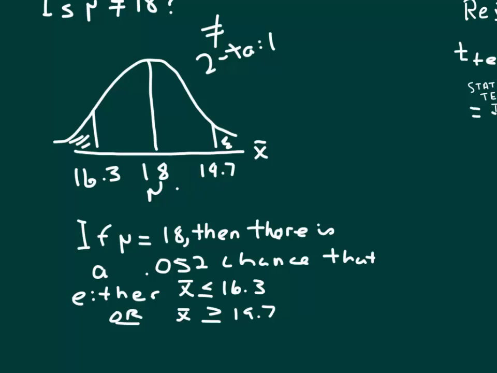If the null hypothesis is true, mu equal to 18, then there's a p-value chance that we get either this, less than or equal to 16.3, or greater than 19.7.